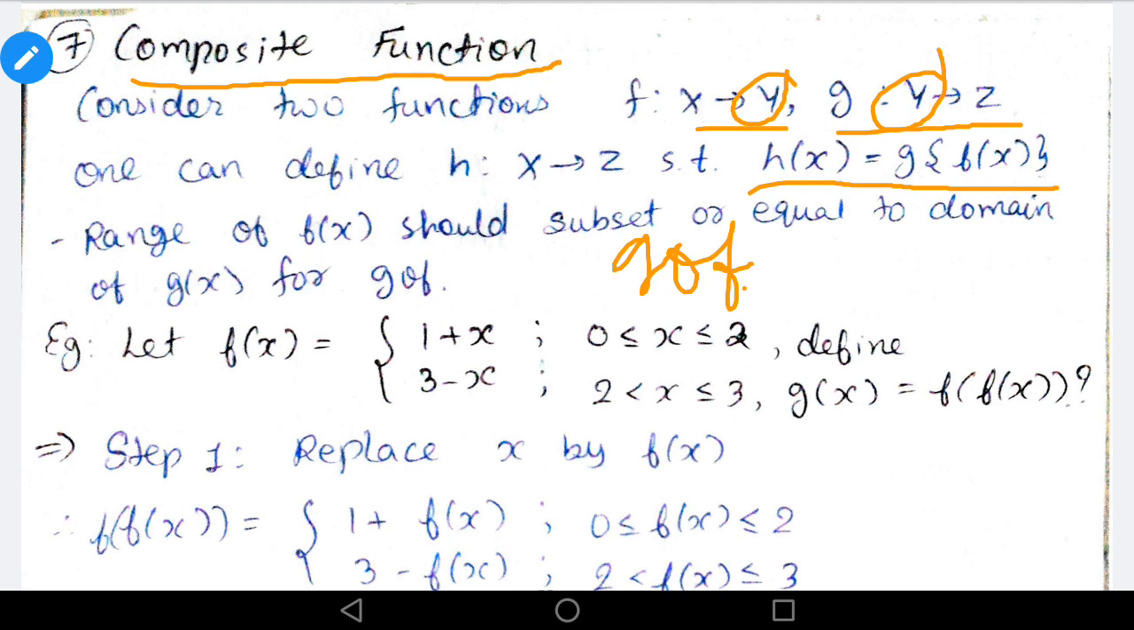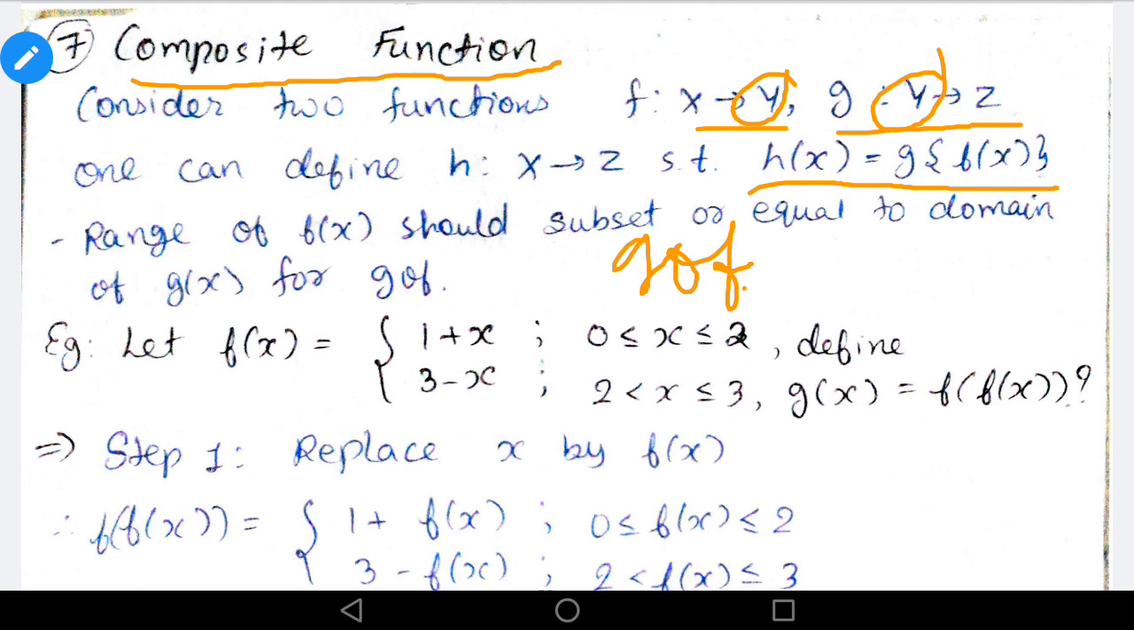Whenever we are asked to solve a composite function, our first step is to check that the range of f should be a subset of or equal to the domain of g. If it is not like that, then we cannot find their composition. So this is a very important step.